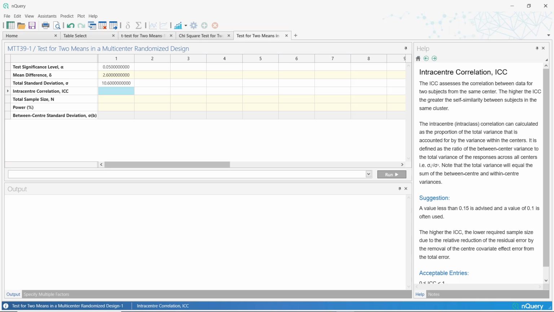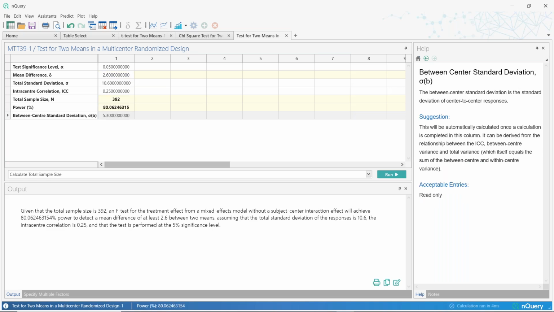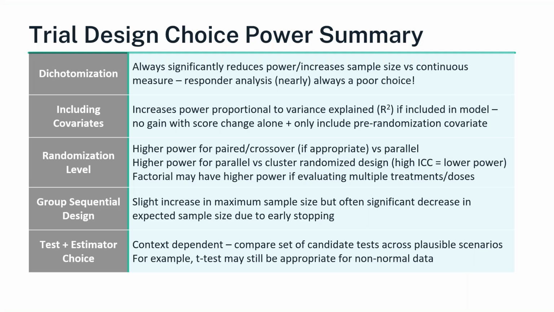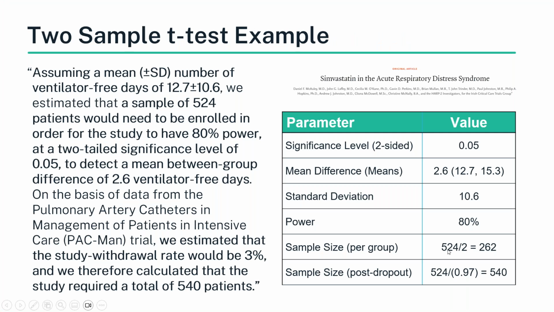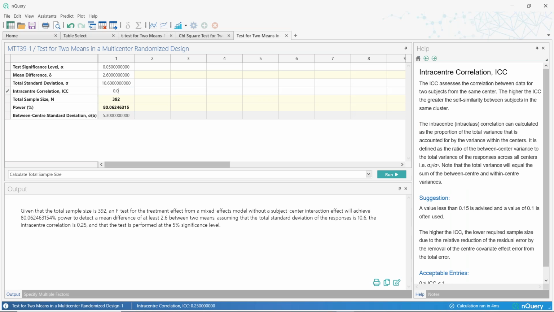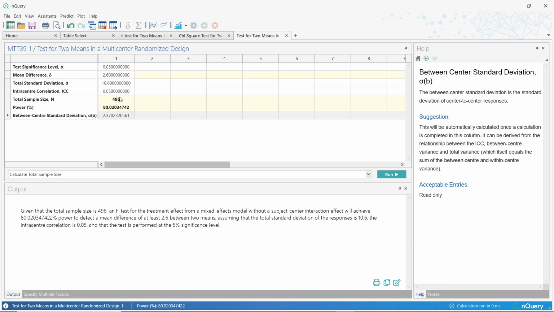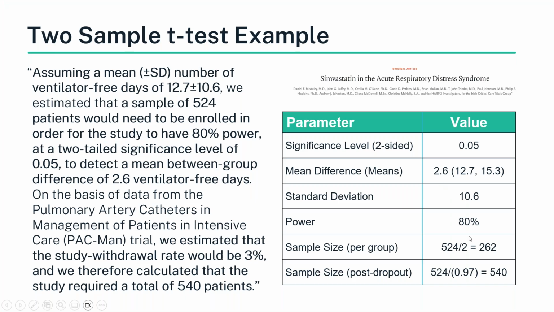And so if I assume, say, an ICC of 0.25, so 25% of the total variance can be explained by the center effect, and then we have a power of 80%, you see our total sample size here is 392, and that's a non-trivial decrease from 524. Now that's a very strong effect. I think a more realistic one would probably be maybe 5%. But even then, you can see that we're not seeing a trivial decrease, like 496 versus 524. That's a reduction of nearly 30 subjects. That may make the difference in your trial being viable or not.